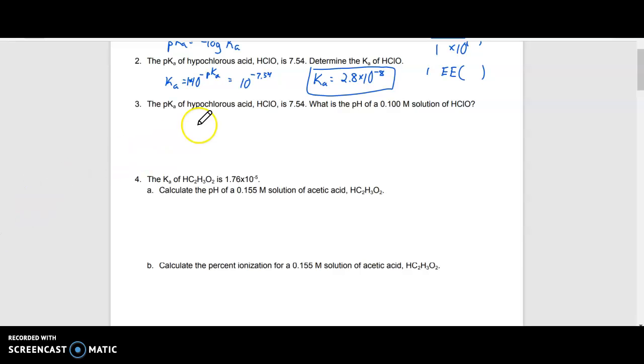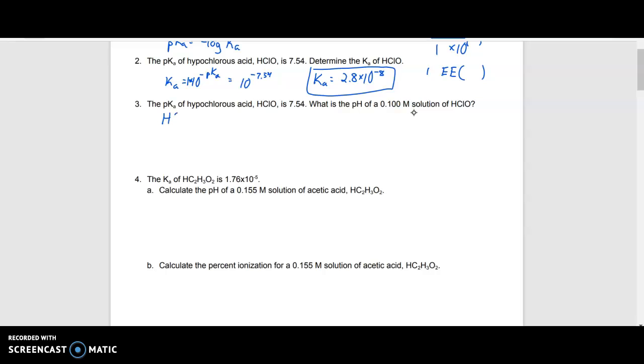So number 3, it says the pKa of hypochlorous acid, HClO, is 7.54. What is the pH of a 0.100 molar solution of HClO? To solve this, I need to always start off with a balanced chemical equation.